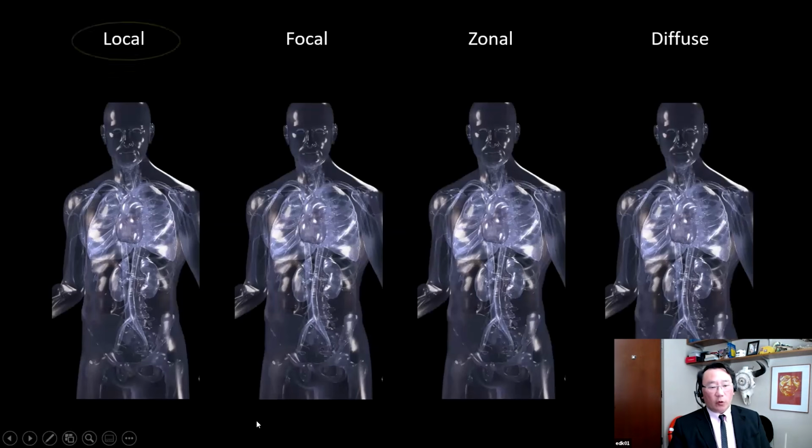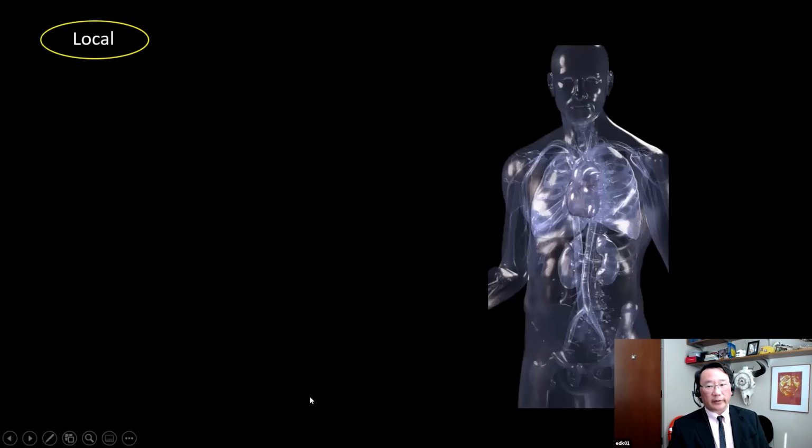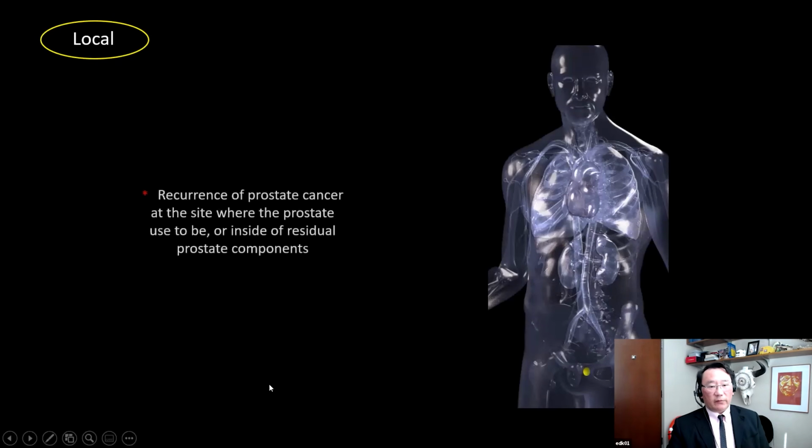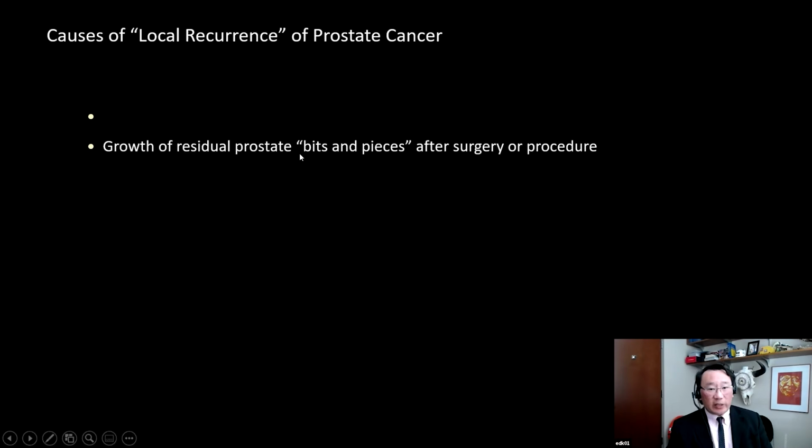So we're going to talk about local recurrence, focal recurrence, zonal recurrence, and diffuse recurrence of prostate cancer in the next portion of my talk. Local disease is pretty straightforward. It is recurrence of prostate cancer at the site where the prostate used to be or inside of residual prostate components. So causes of local recurrence of prostate cancer include regrowth of cancer after complete surgical open or robotic prostatectomy, growth of residual prostate bits and pieces after surgery or procedure.